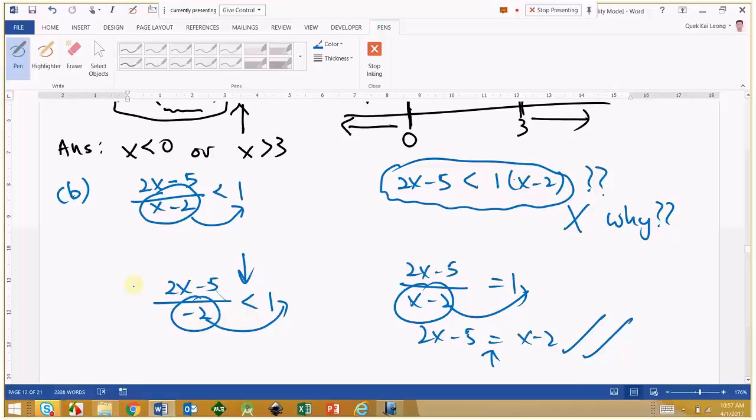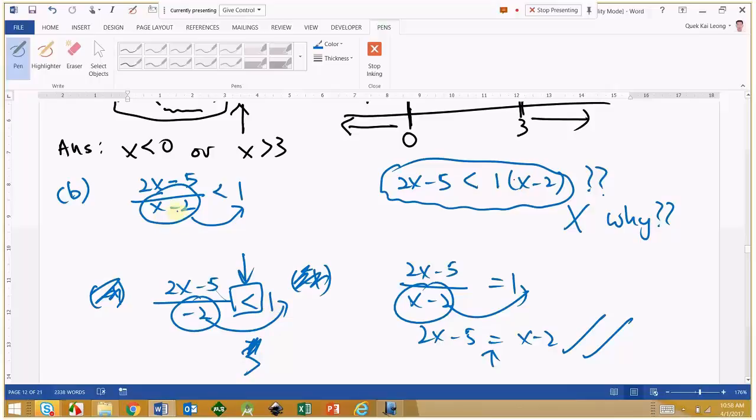It's like for inequality, if I multiply by negative 1 on both sides, this sign will change. It will change from less than to greater than if I multiply a negative sign on both sides. So if this is a negative 2 and I bring it over, this inequality sign will change from less than to greater than. Okay.